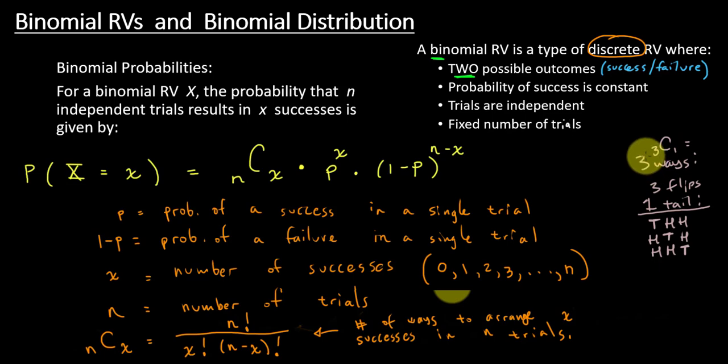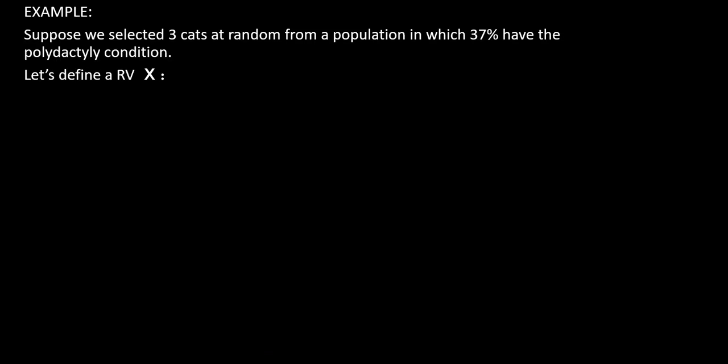In a group of 3 flips, how many ways could you have 1 success? There's 3 ways. So hopefully that sufficiently jogs your memory. Let's crank into an example here. The best examples are about cats.